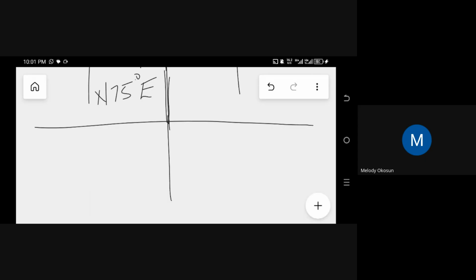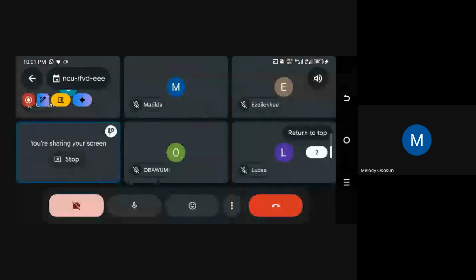So Matilda, make a choice here. Would you prefer to convert from 3 digits to compass, or would you want compass to 3 digits?